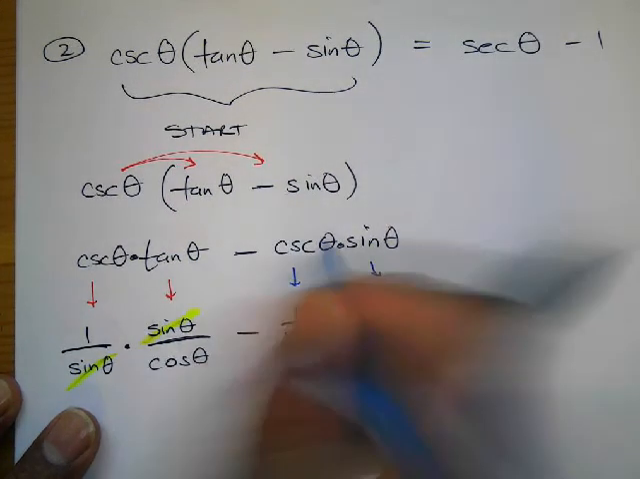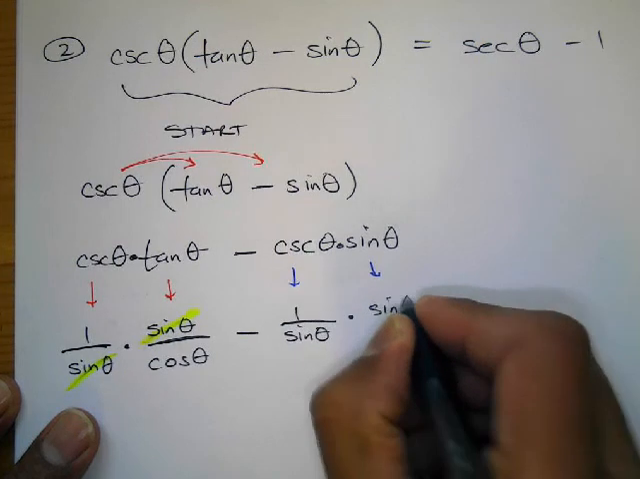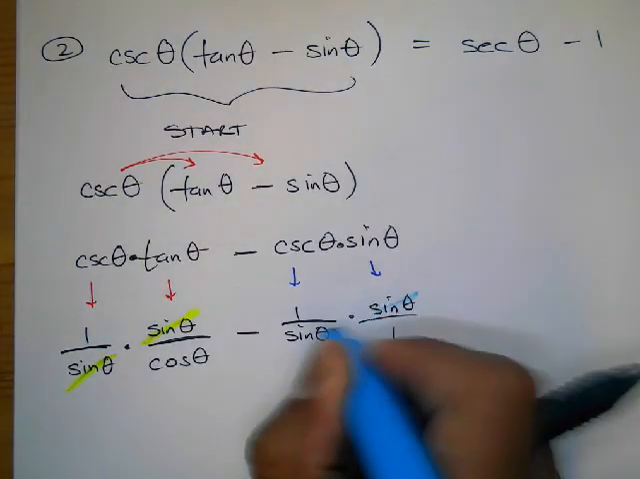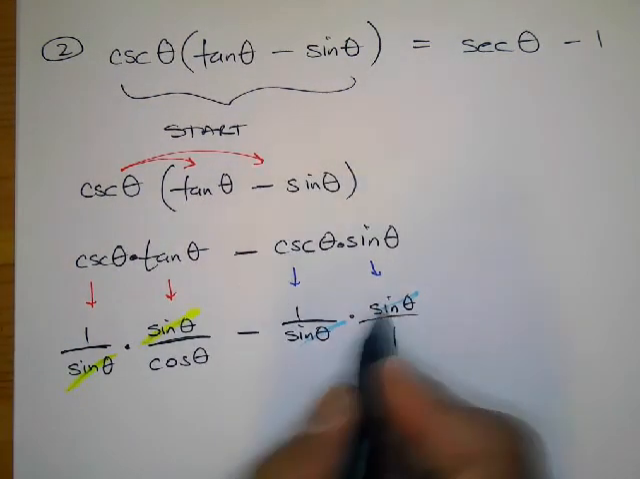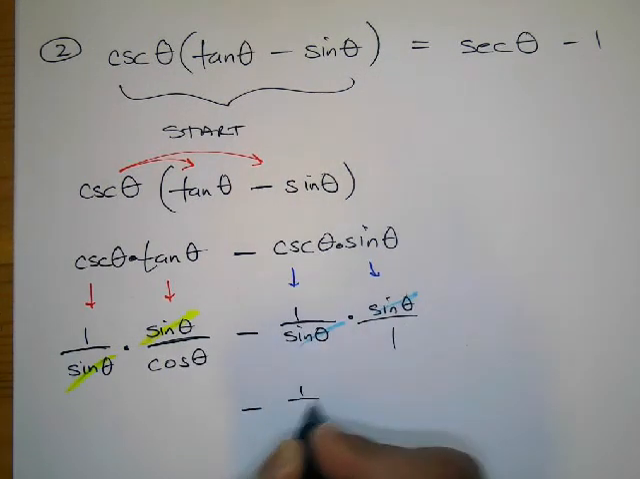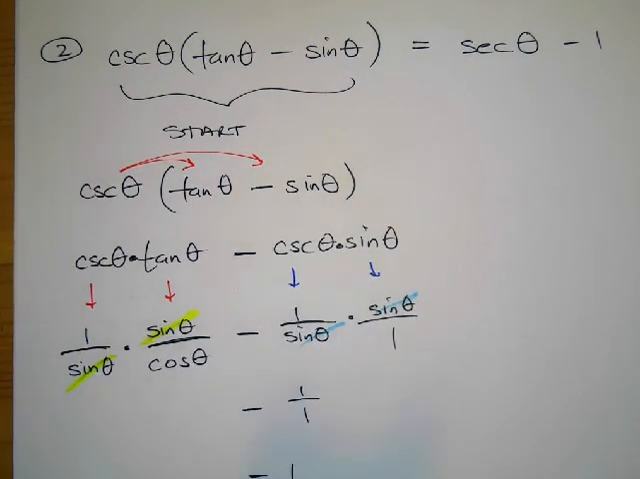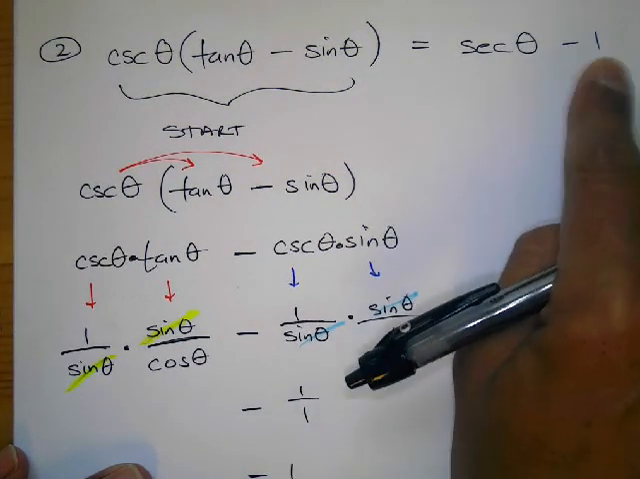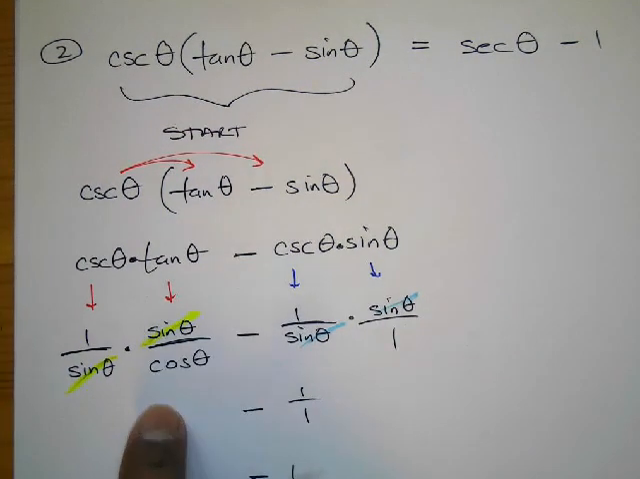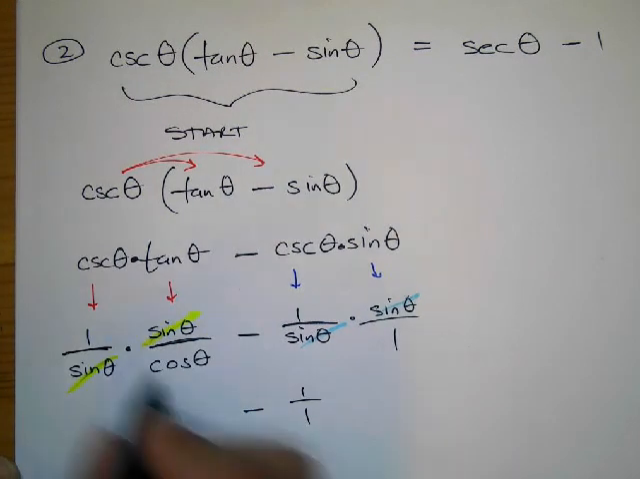And then what's this? Cosecant is 1 over sine times sine, which is sine over 1. And then I can also see that these will cancel out. If these cancel out, I'll get minus what? 1 over 1? That's going to be minus 1. Is that what it says we're supposed to get right here? Yes, I got this part.